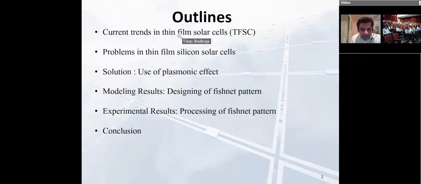First, I will start from the current trends in thin film solar cells. This will match a lot with what you have already listened to from the earlier 3 speakers, and then we'll see the problems in thin film silicon solar cells. After that, we'll see what solution we are proposing in our research work. We propose the use of the plasmonic effect. We'll see the details of that in this session. And after that, I'll show some modeling results, which is the designing of the fishnet pattern, and the experimental results, which is how we process the fishnet pattern to see the effect in thin film silicon solar cells. And finally, I will conclude my talk.